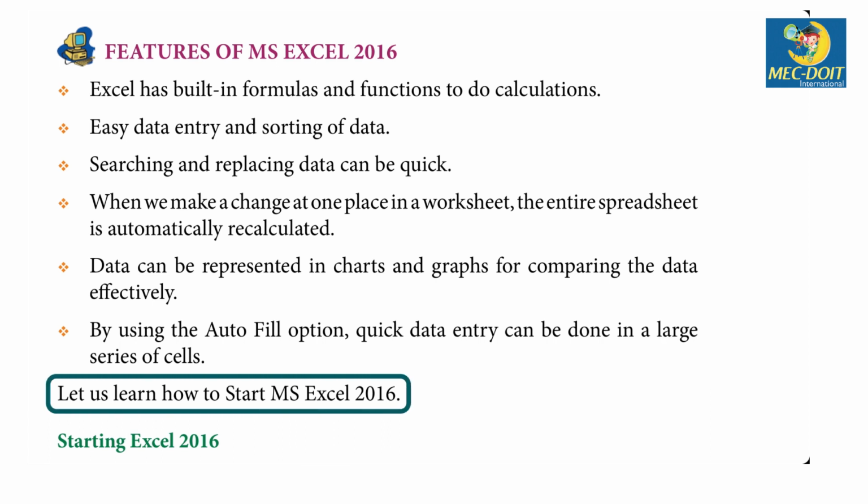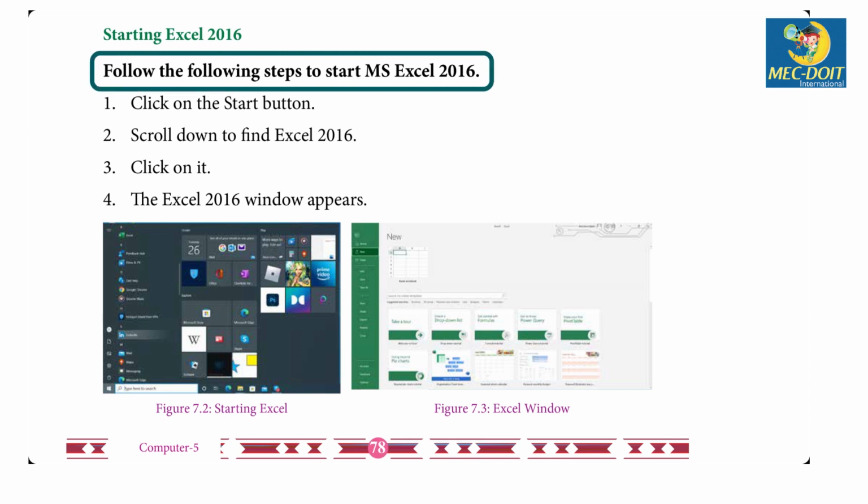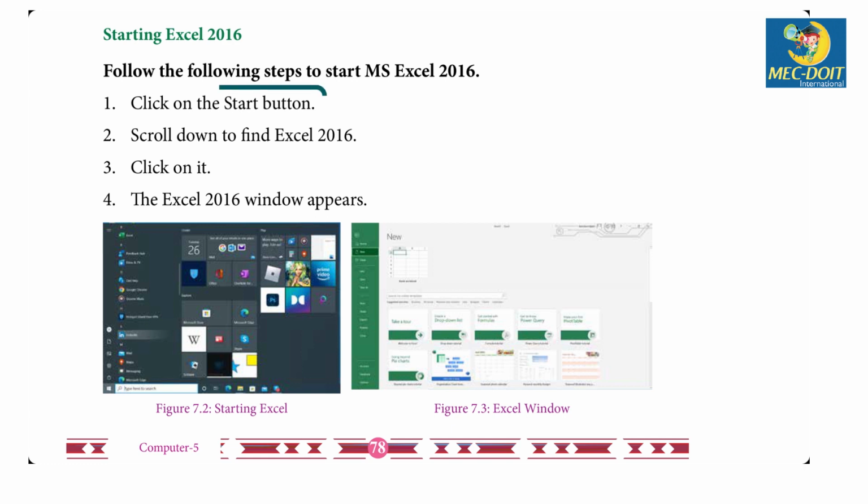Let us learn how to start MS Excel 2016. Starting Excel 2016. Follow the following steps to start MS Excel 2016. 1. Click on the Start button. 2. Scroll down to find Excel 2016. 3. Click on it. 4. The Excel 2016 window appears.